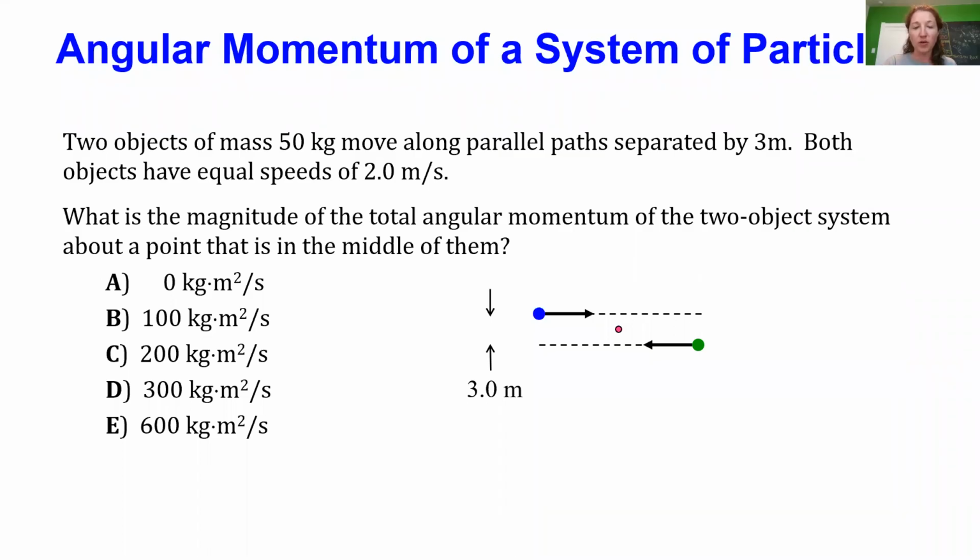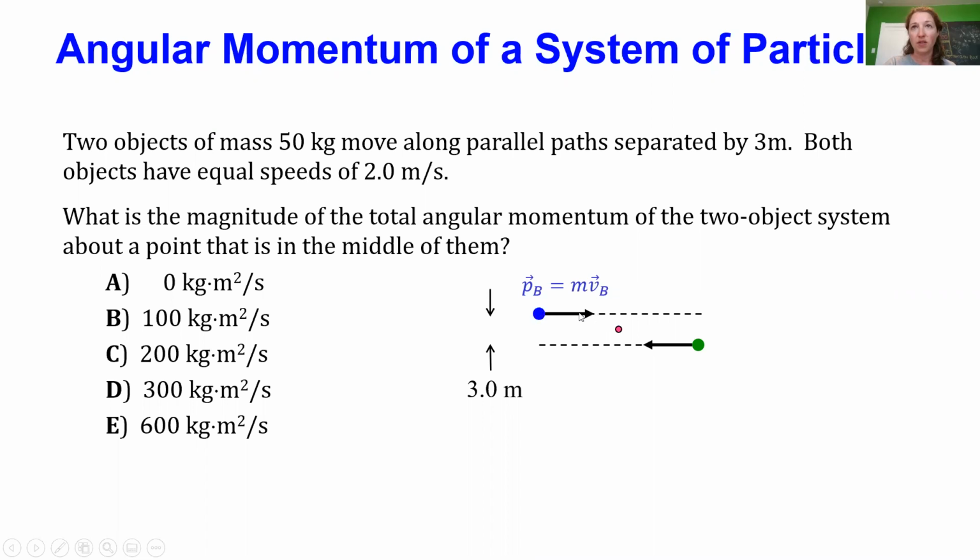So this question not only asks us to figure out the angular momentum of a single particle, but now we have to figure out the angular momentum for two particles and figure out how to combine them. So let's start by considering the angular momentum of the blue particle. To do this, we're going to need to know its linear momentum, which is its mass times its velocity.